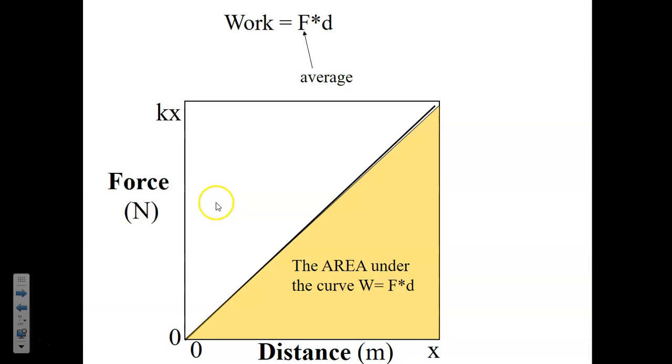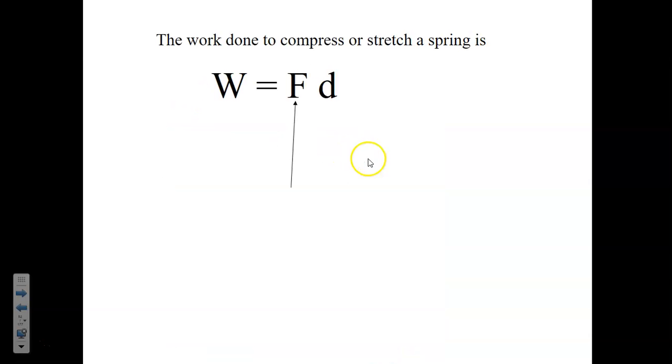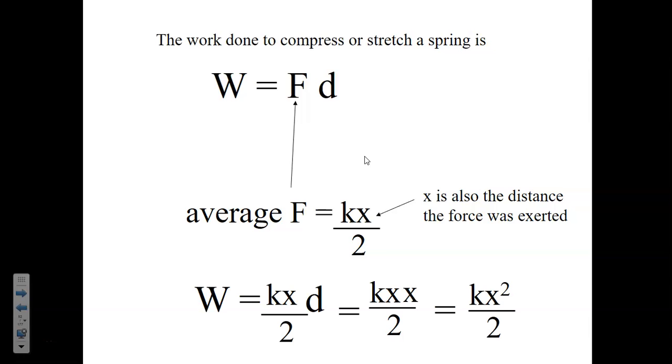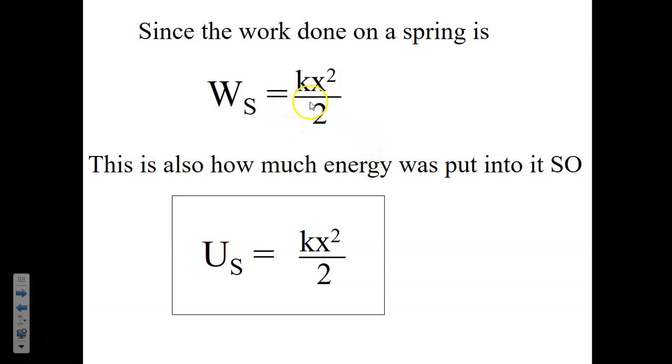Remember, if we had a force versus distance curve, we could find the area under it, and that would be the work done. Well, this force is 0, and here when we're at a distance x stretched, the force that the spring is going to pull back with has a magnitude of kx. So when we find the area under this curve, it's x times kx over 2, which gives us kx squared over 2. So the work done to stretch the spring is kx squared over 2.